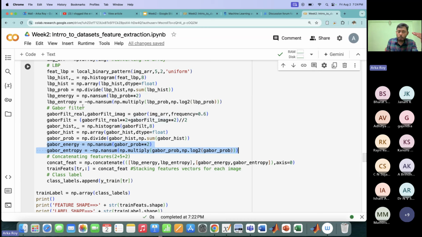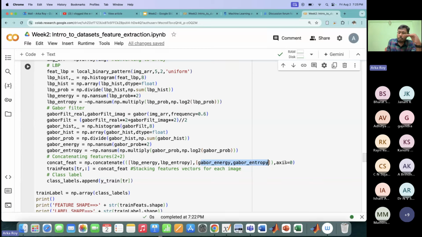So I'm just stacking all those things over here. We have separately extracted the LBP energy, LBP entropy, Gabor energy, and Gabor entropy. Now we have to concatenate all these things into a single matrix, or a single vector, so to say. Therefore, I'm using concat features and np.concatenate. So I'm concatenating the LBP features and then the Gabor features on axis 0. That means I'm concatenating them row wise.